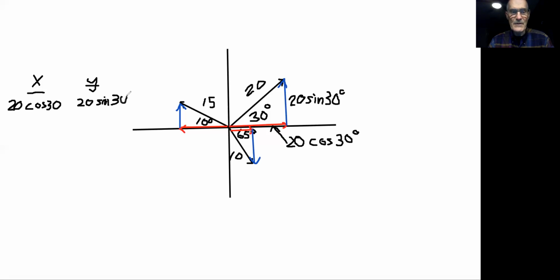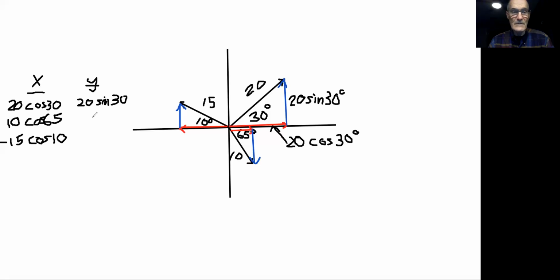And then the same thing happens for my 10 unit vector here. The x component is 10 cosine 65, because 65 is the angle. Now notice in this case, both the 20 and the 10, the x components are going to the right, so that's positive. But when I get over here to the 15, it's going negative, so I have minus 15 times the cosine of 10. Okay, and I'll come back in a second and add all these up.